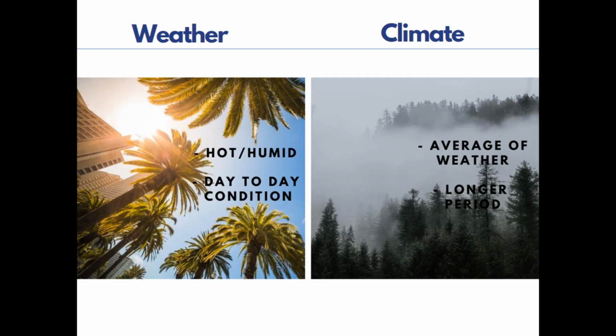Next, we are going to see the difference between weather and climate. We often get confused between climate and weather. Sometimes we even think they are the same, but they are not. Weather is a short-term or day-to-day condition of the atmosphere. For example, the day is hot and humid. Whereas climate is the average of weather extended over a longer period of any particular location or region.